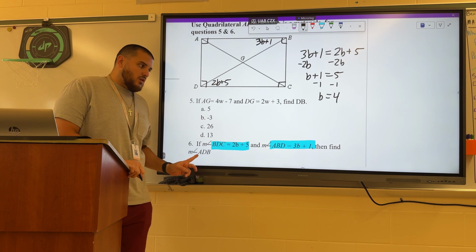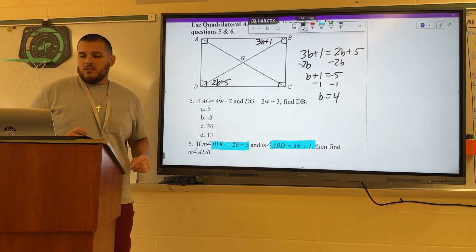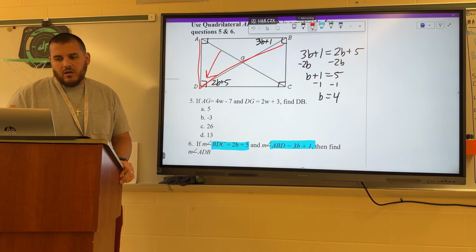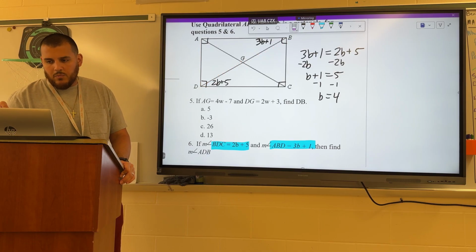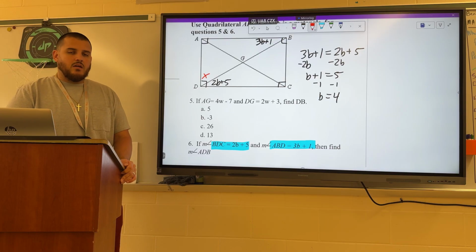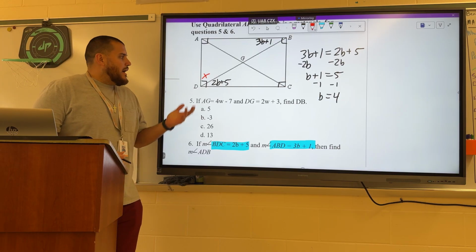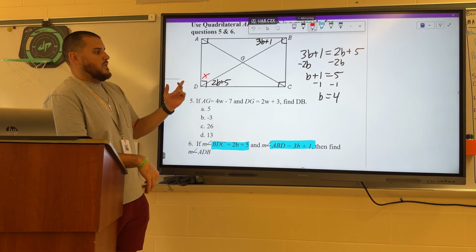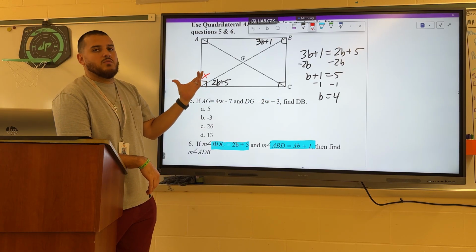We have to find the measure of angle ADB. Where is angle ADB? Well, that's this little angle right next to the 2B plus 5. I'm going to put an X there. It's an unknown. So I don't have something to plug in though, right? Because this is X, not B. I know B is 4. I don't know what X is. I can't plug this in here. I don't have an expression.